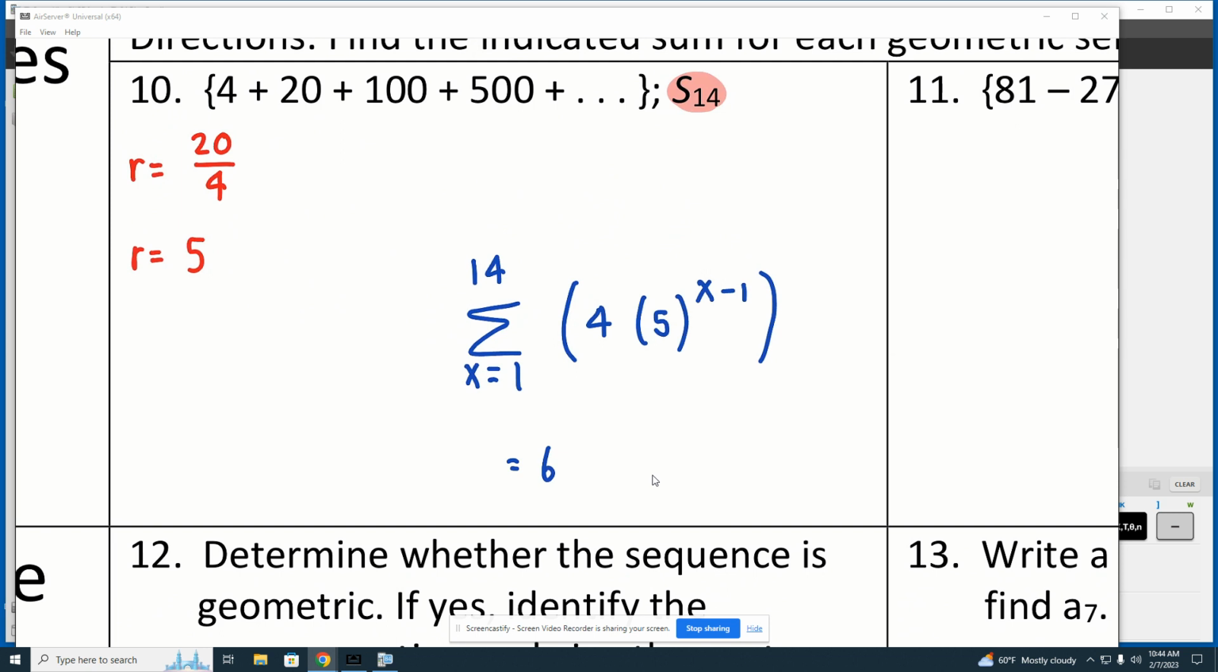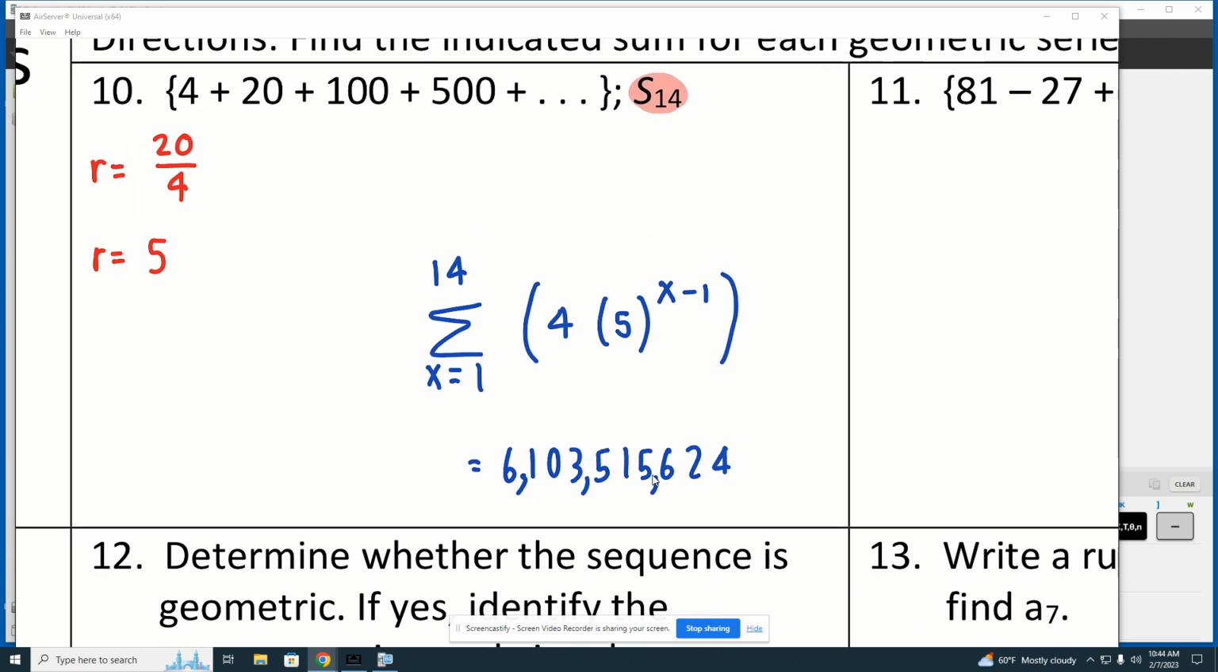6, 1, 0, 3, 5, 1, 5, 6, 2, 4. So that's 6,103,515,624. That'd be good if that were money. No kidding. That'd be a few bucks.